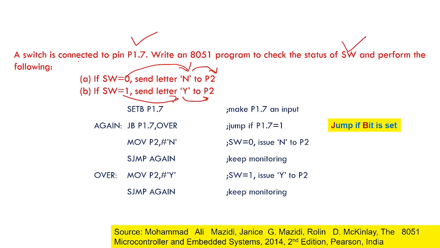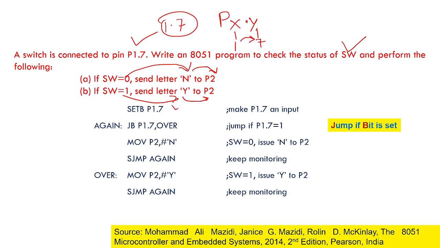Now the switch is connected to pin 1.7, which means I want to configure 1.7 as the input port, right? In port number 1, the 7th pin I need to configure as an input pin. That is Px.y, that is the syntax. Here x defines the port and y defines the pin. In port 1, the 7th pin, I am going to configure as the input.